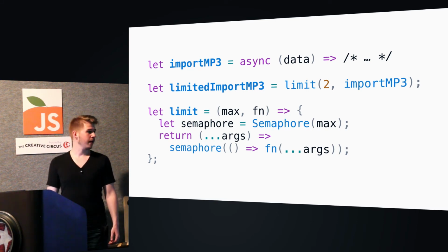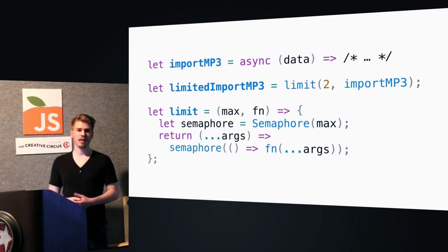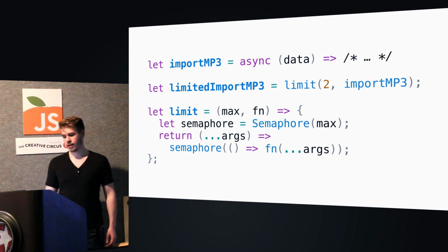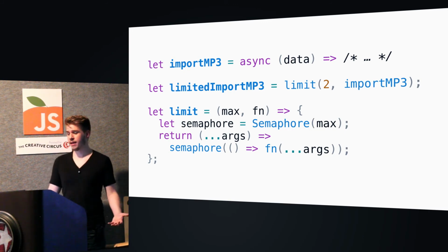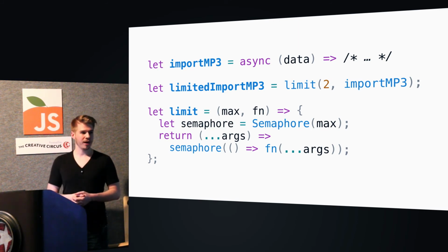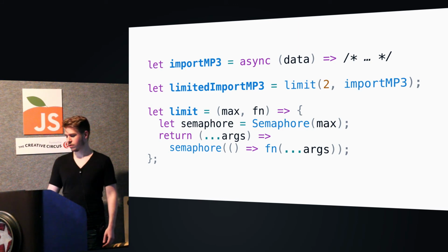So when we give it import mp3, it gives us a new import mp3 function that looks exactly the same, except no matter how many times you call it, only 2 instances of import mp3 will be running at a time. Again, this preserves our existing API throughout all the rest of our code base, so throttling concurrency does not require you to refactor your code or change how you pass things around.